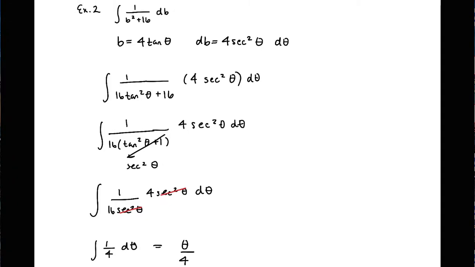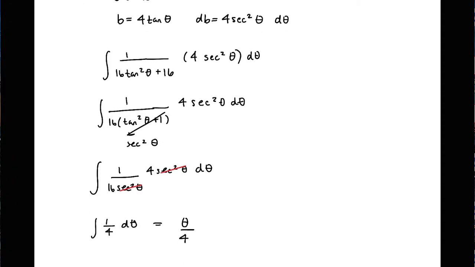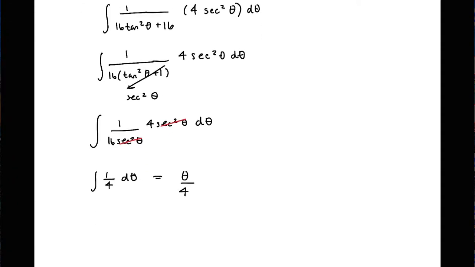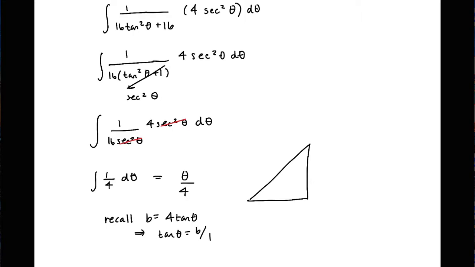Our original variable was b, so I don't want to stop at theta over 4. I want to do my final step of the substitution. So recall that we let b be equal to 4 tangent theta. So that means that tangent theta is b over 4, solving that algebraically. So tangent of theta, opposite is b, adjacent is 4. That means the hypotenuse would be square root of 16 plus b squared from our Pythagorean identity.